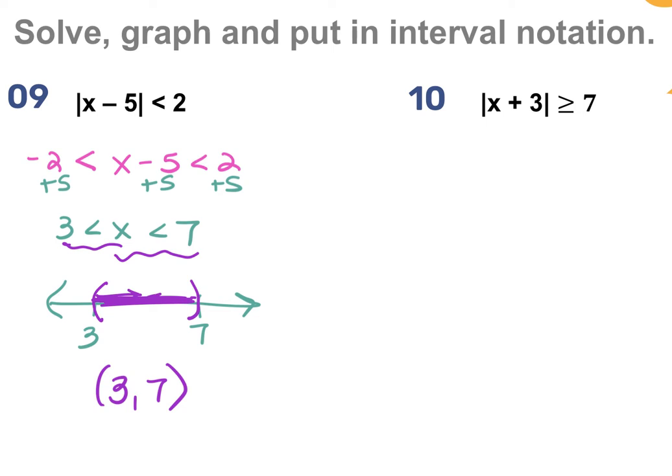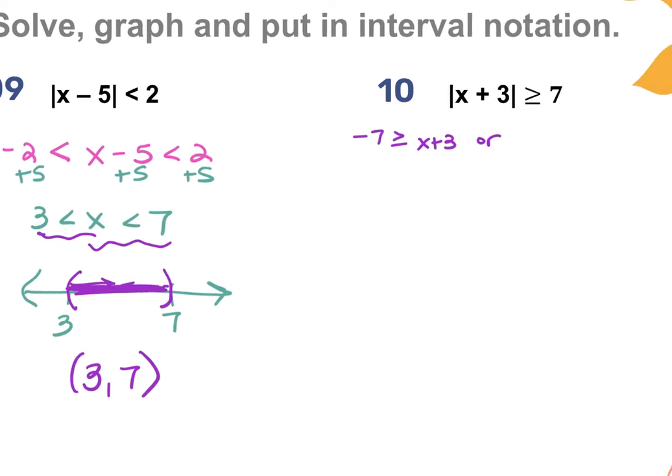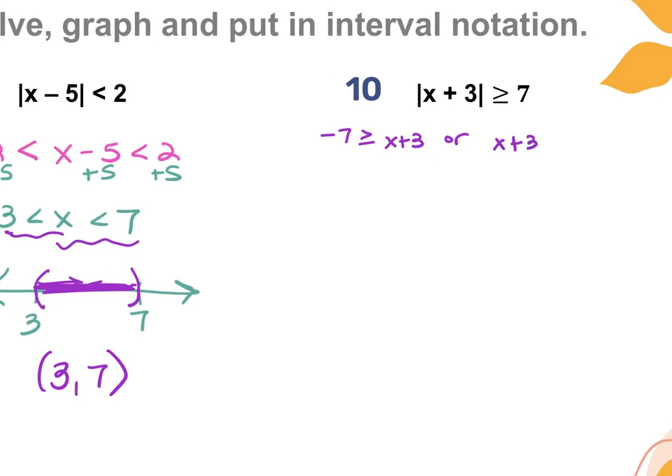Okay, read the next one in your head. Absolute value of x plus 3 is greater than or equal to 7, and greater means or. So the negative 7 goes on the left. I keep the sign going in the same direction, so open on the left: x plus 3 is less than or equal to negative 7, or x plus 3 is greater than or equal to 7.